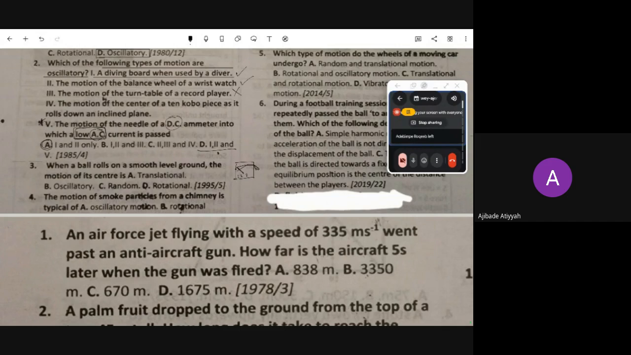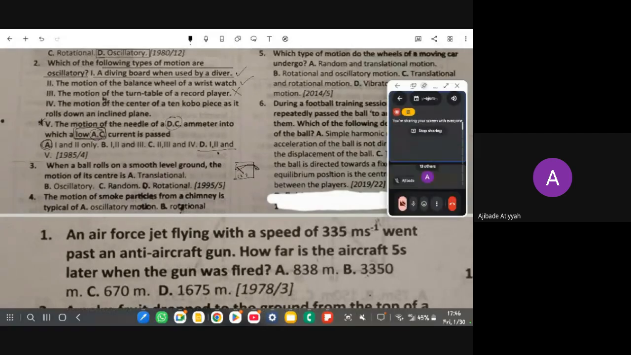So very good job. When a ball rolls on a smooth, level ground, the motion of its center is... When a ball rolls on a smooth, level ground. Type your options, please. You can see the options there. Just pick your answer.